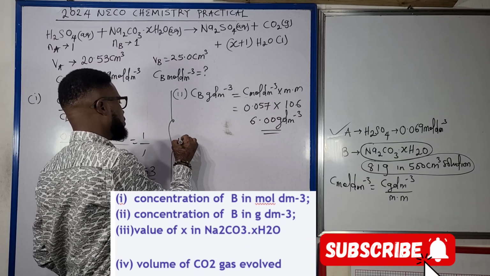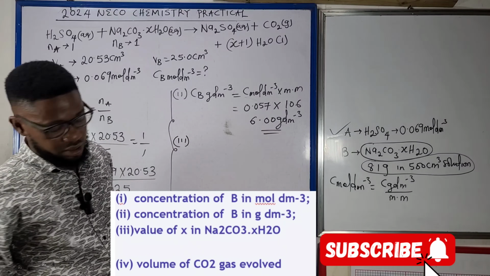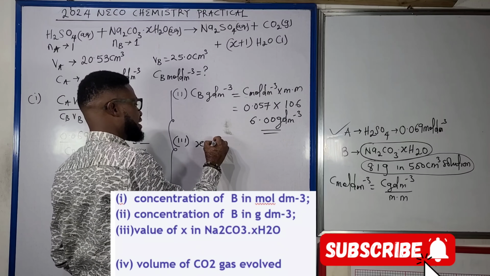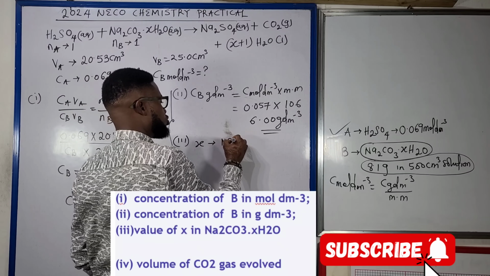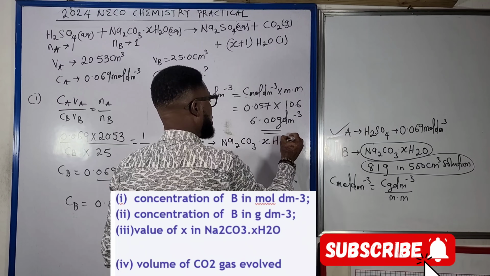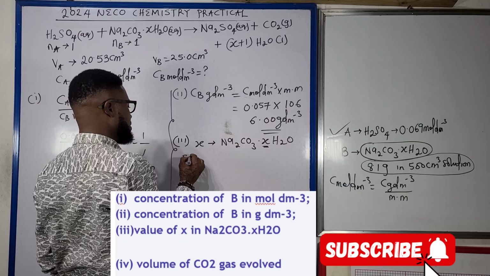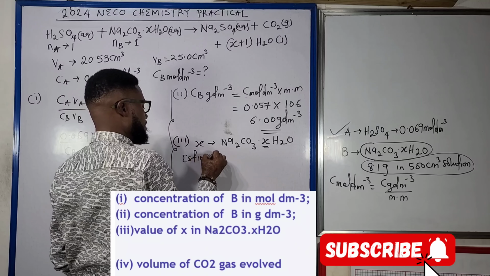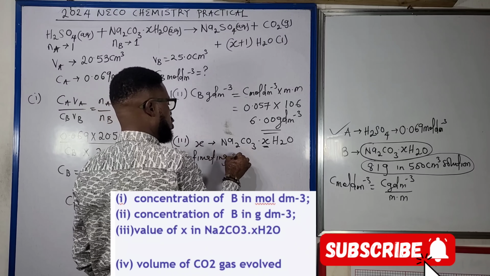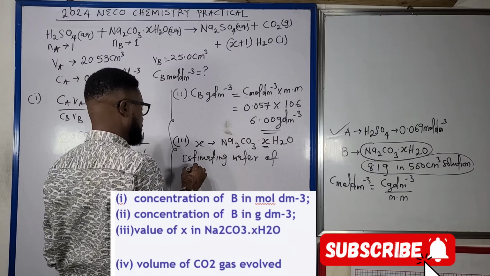Now, Roman figure 3, I was told to look for the value of x in Na2CO3.xH2O. Now, this here, I want to know what my x is. Now, this is about estimating water of crystallization.